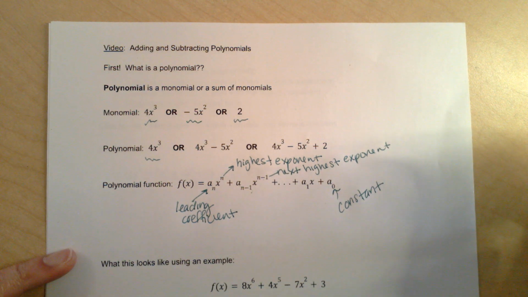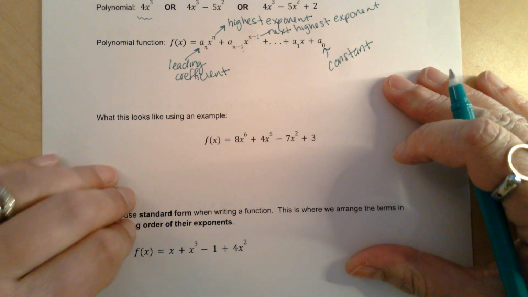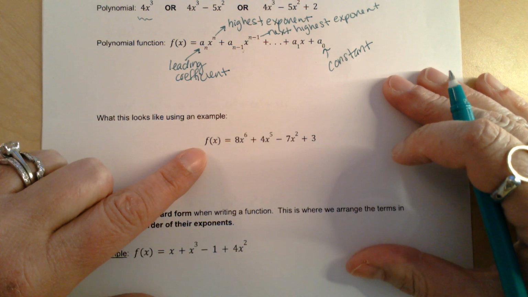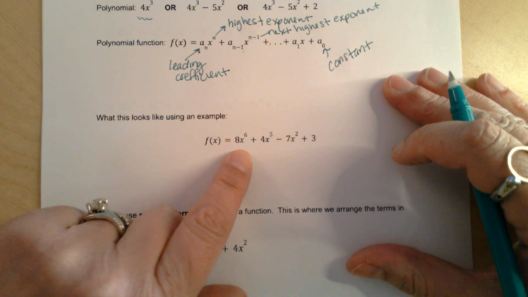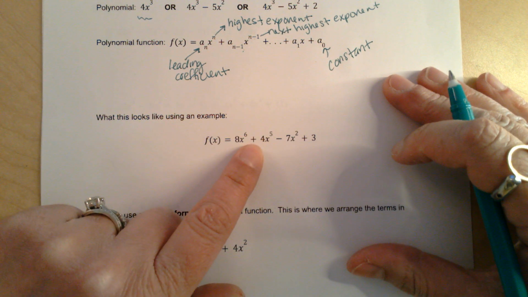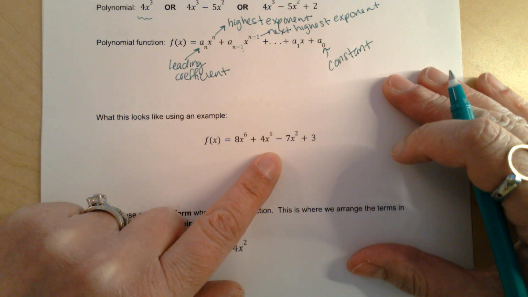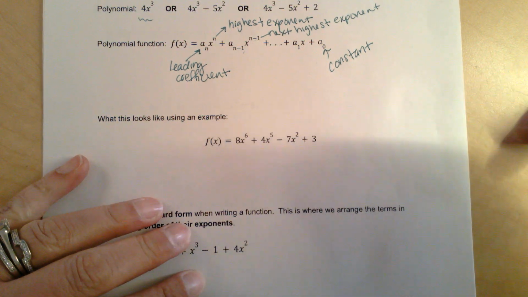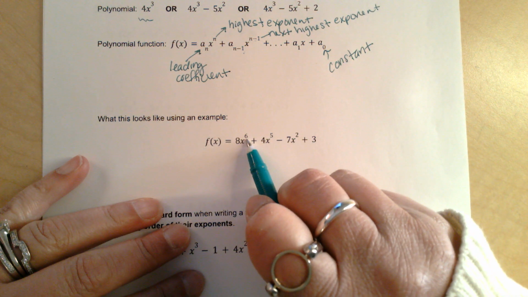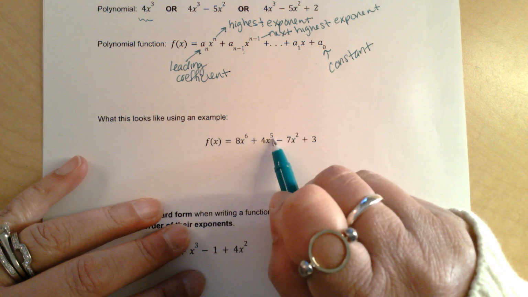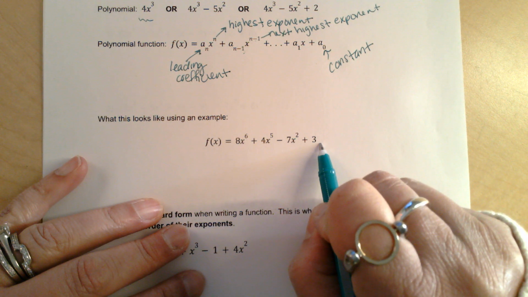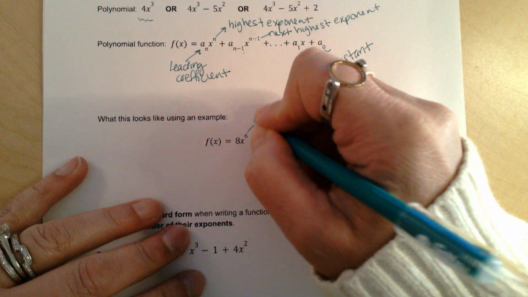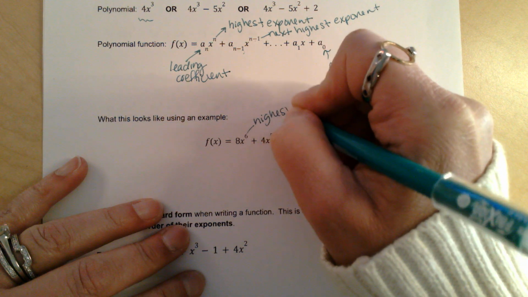Okay, what does it look like? Let's look at our example of a polynomial function. We have f of x equals 8 times x to the 6th plus 4x to the 5th minus 7x squared plus 3. So let's label a couple things now that we have some numbers. You'll notice 6 is the highest exponent. We have 6, 5, 2, and then we have no exponent here because it's a constant. So this is the highest exponent.